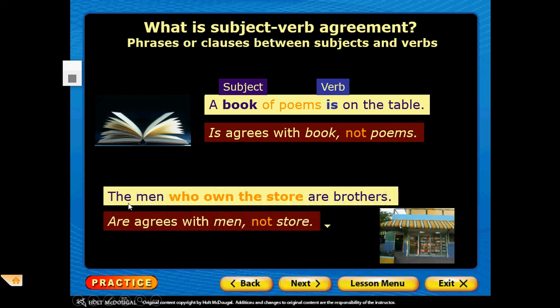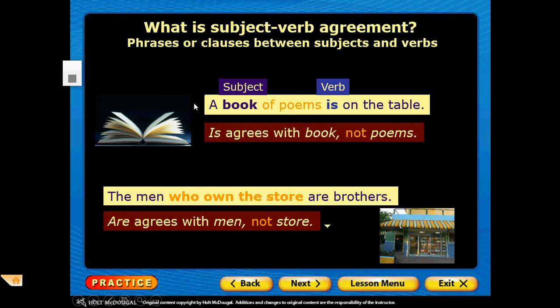The men who own the store are brothers. So let's have a look. The subject would be men. Are agrees with men, not store.